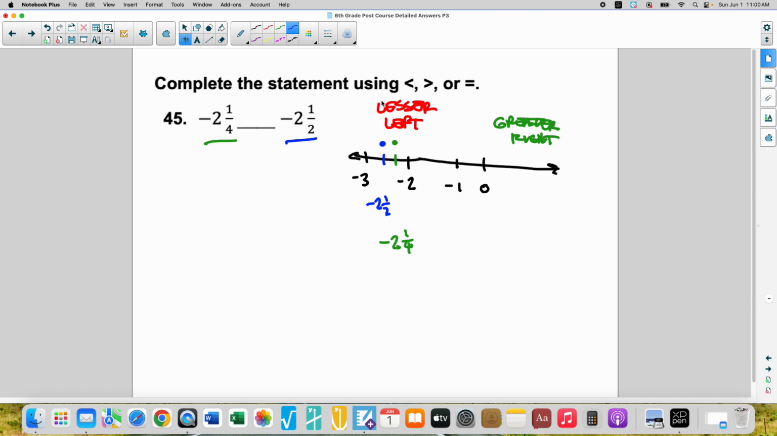So here are our signs. It's always going to be our inequality sign. Technically, this is less than. This is greater. So we can do it either way. We're always reading it left to right. So they're always going to eat the bigger one. So which one is bigger? We knew that -2 and 1/4 is greater. It's going to eat that one. So we would have a greater sign. -2 and 1/4 is greater than -2 and 1/2 when we read it.